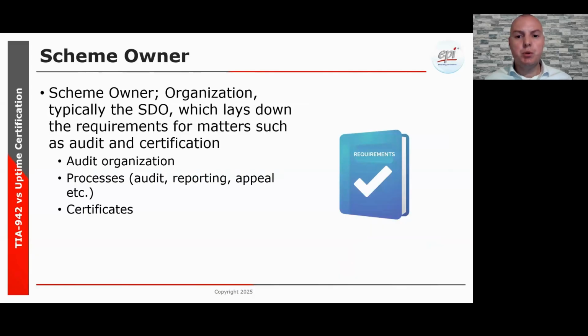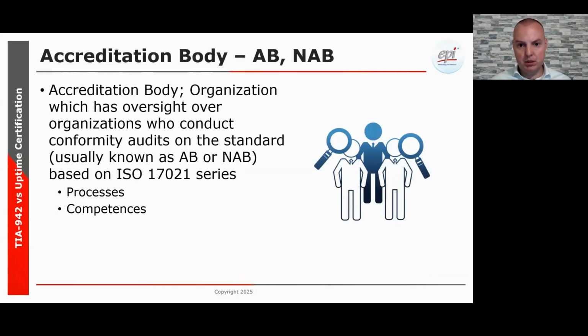So what happens if a document is released? Then there will be an important new party that's called the scheme owner. And normally this is the same party as the SDO. They have to put together all the requirements for matters such as auditing and certifications, and they will lay down the law about who is able to perform these audits. They will lay down the processes of auditing, reporting, appealing, etc. Plus, they also will make sure that the certificates are in place. And very often, the SDO will know what the intent is, and they will lay down the law and rules of the further processes.